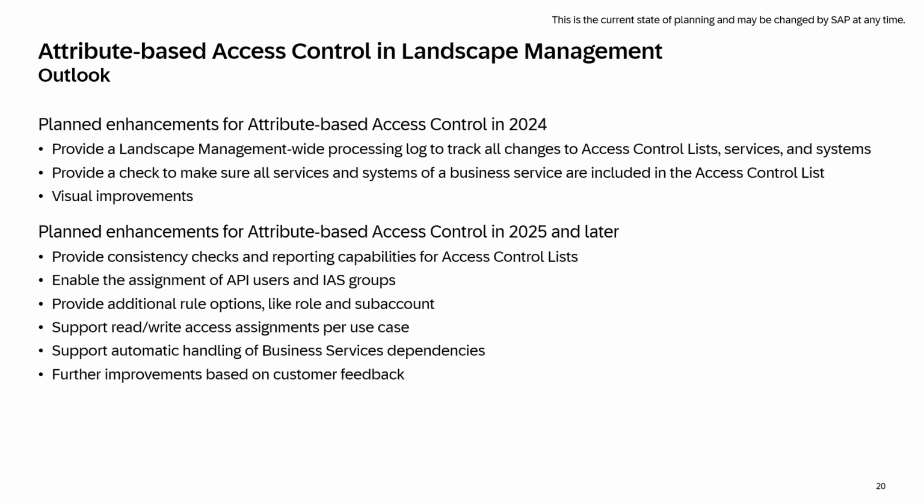Also, we want to provide a check that allows you to make sure all your access control is sound, in the sense that if you have a business service which contains services and systems, all the services and systems from this business service are also part of your access control. We also wanted to make it a little more visually pleasing, so there are some things that we made a little bit nicer. But there are more enhancements. For example, we would want to provide consistency checks. We would like to enable the assignment of API users and IAS groups. Obviously provide additional rules, and so on. So there are certain things that we plan.